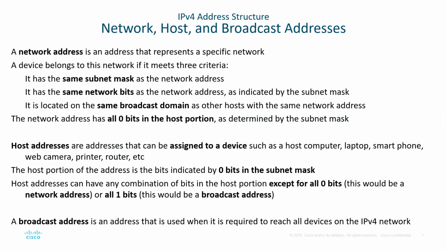So a network address is an address that represents a specific network. A device belongs to this network if it meets certain criteria. It has the same subnet mask as the network address, which we saw in the previous slide. It has the same network bits as the network address, as indicated by that subnet mask. So in the previous slide, we saw that everybody did indeed have a prefix of 24. It is located on the same broadcast domain as other hosts with the same network address. The network address has all 0 bits in the host portion as determined by that subnet mask.